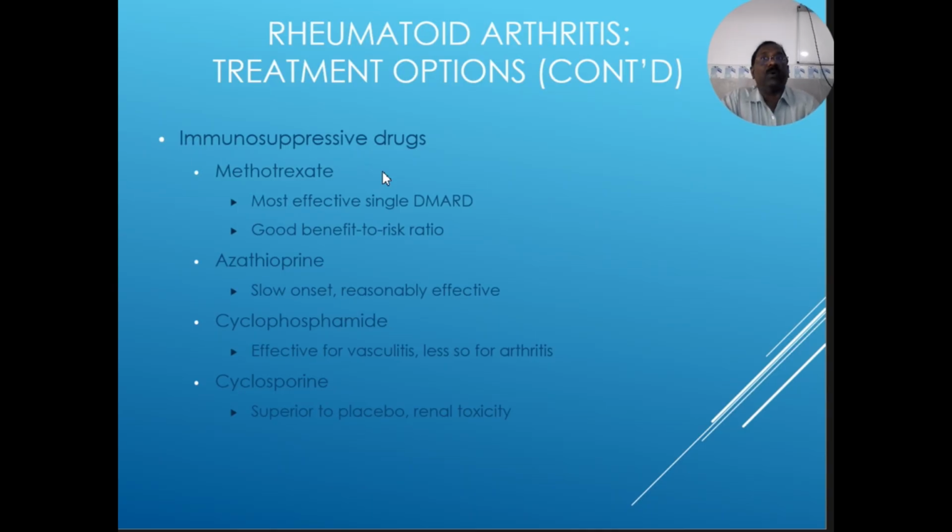Cyclosporine, yes, available in the oral form. That is superior to the placebo, but the thing is, it has some renal toxicity. So when the creatinine level is higher, when the hypertension is very high, we don't prefer to use cyclosporine, because cyclosporine may cause renal toxicity and also induces high blood pressure.